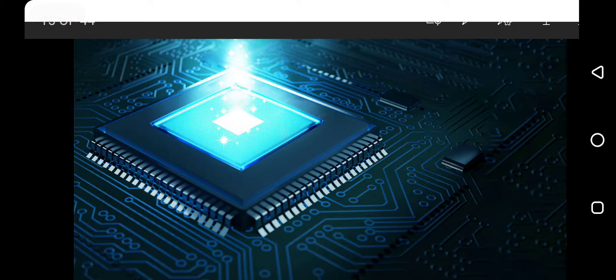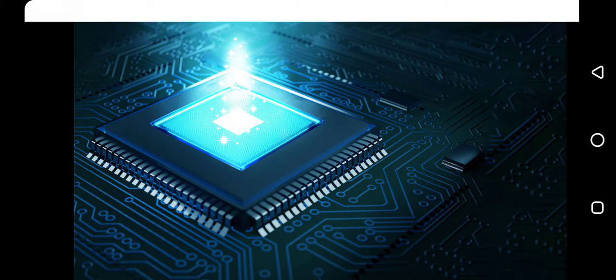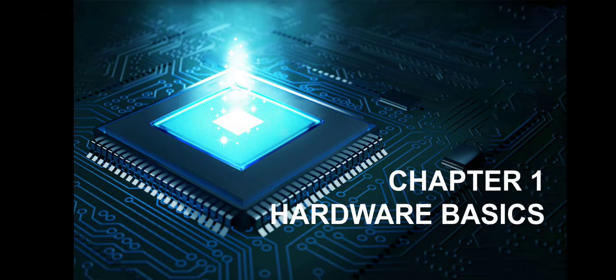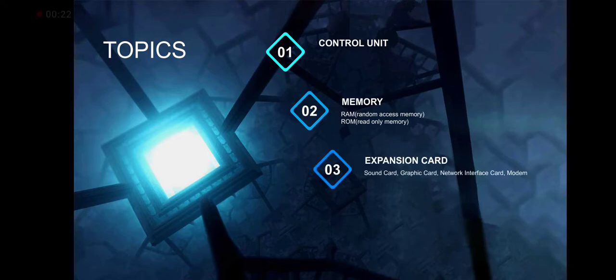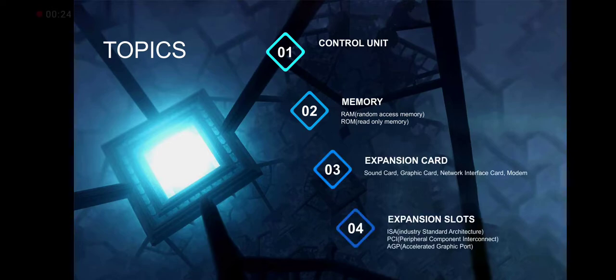I hope you're fine. We studied chapter 1, Hardware Basic, in our last lecture. Today we are going to continue it from where we left in the last lecture. We studied control unit and memory in the last lecture. Today we are going to study expansion card and expansion slots.